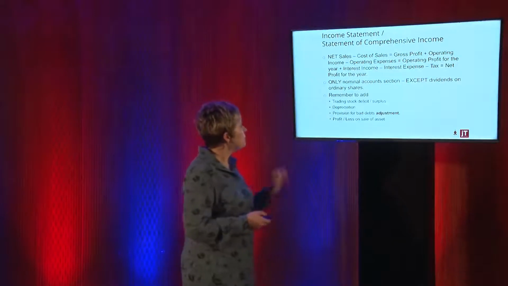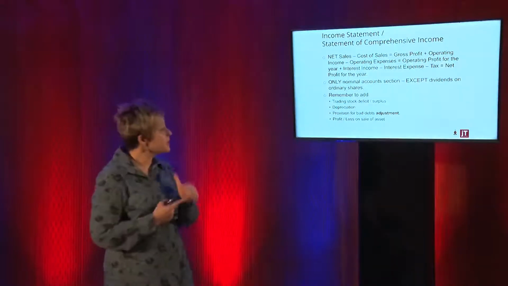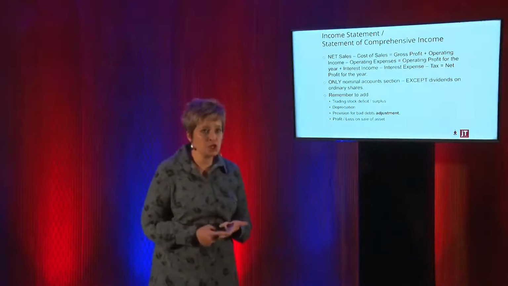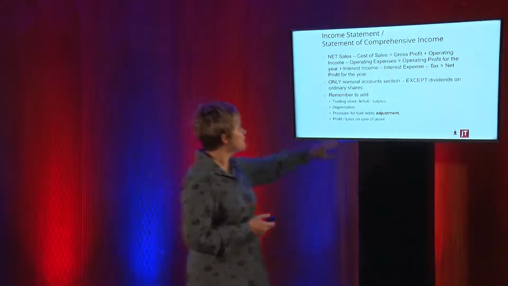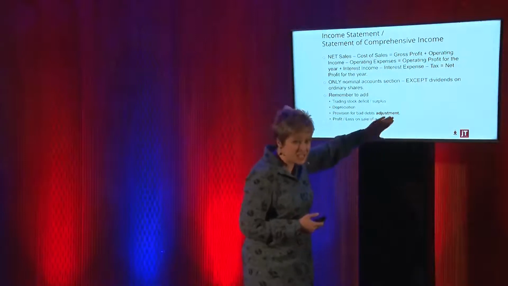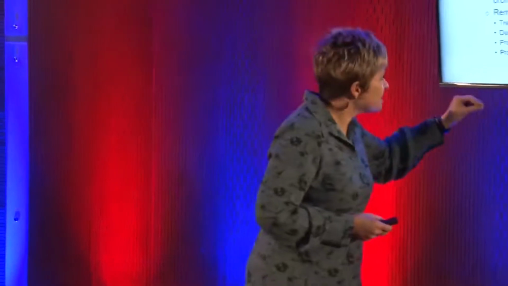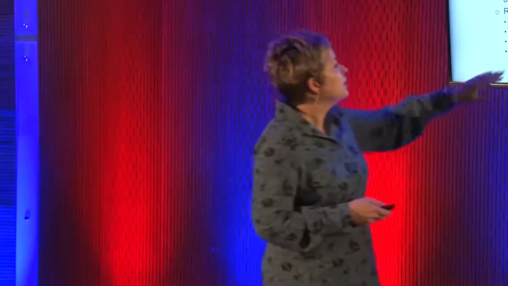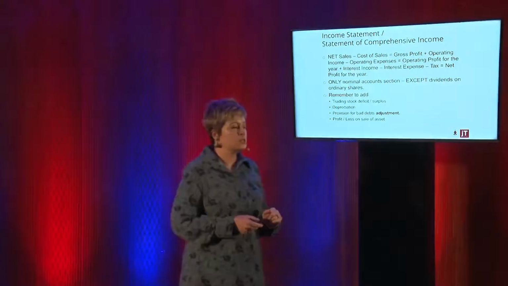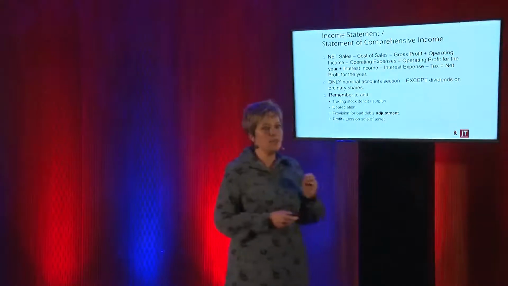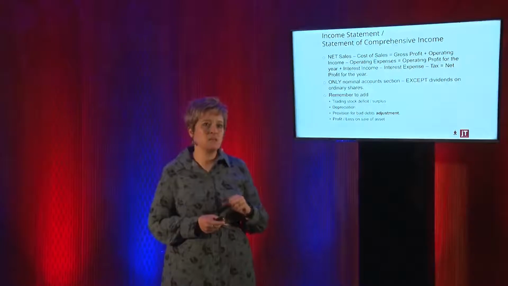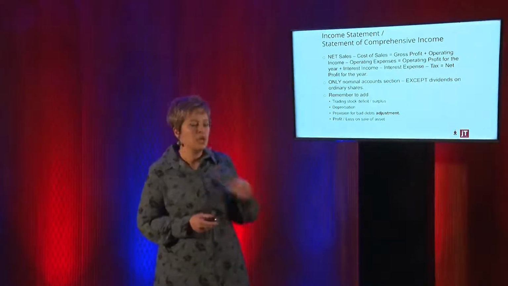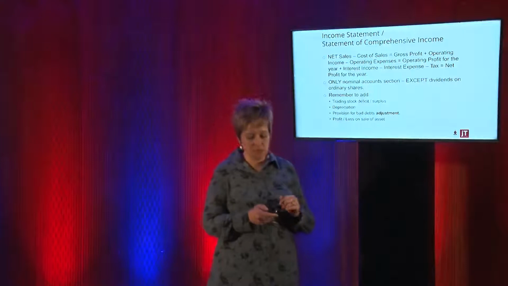Then, remember always to add your trading stock deficit, your depreciation, and the provision for bad debts adjustment. Now, the adjustment account is an income statement account. The provision for bad debts is not. That is note 5, trade and other receivables. And then finally, your profit or your loss. Just getting back to the adjustment, remember if you adjust upwards, it's an expense, and if you adjust downwards, it is an income, and then it belongs in different sections.